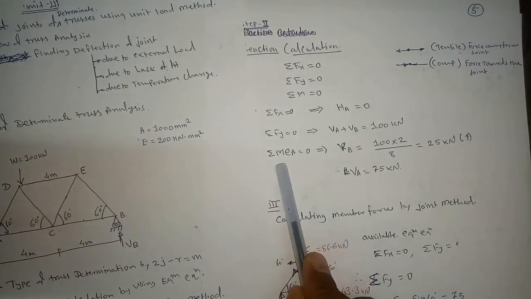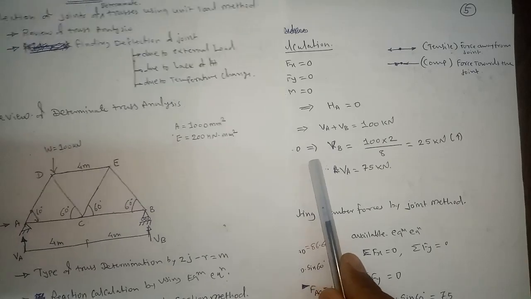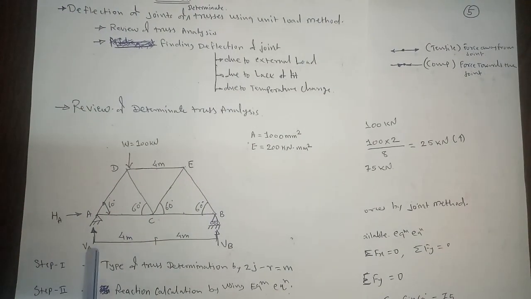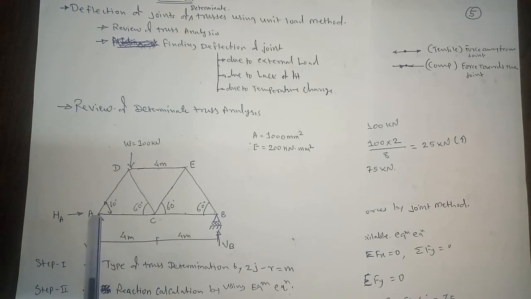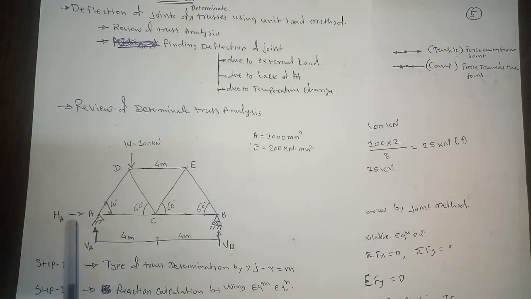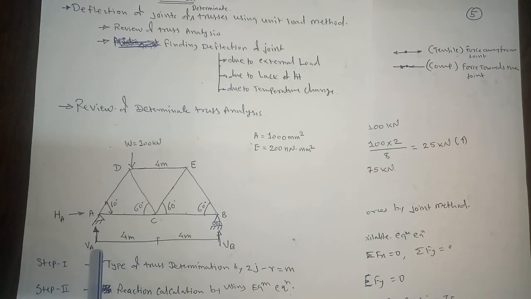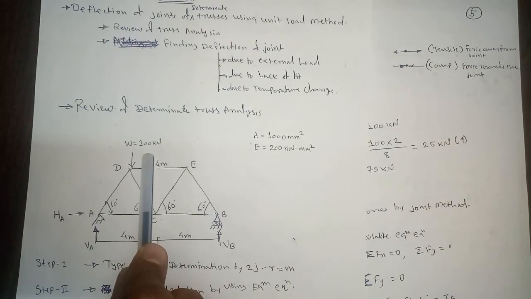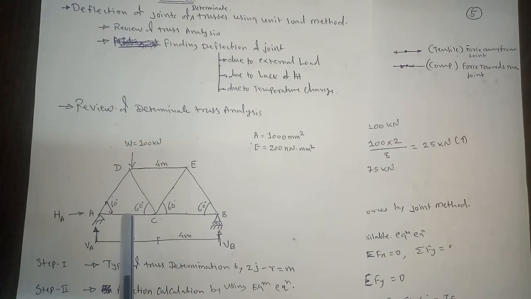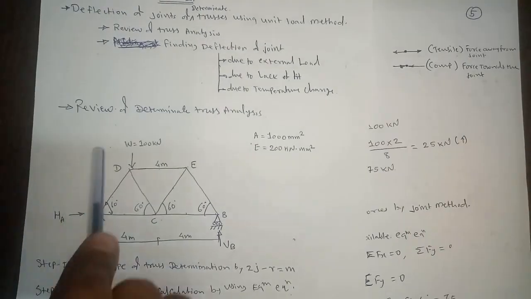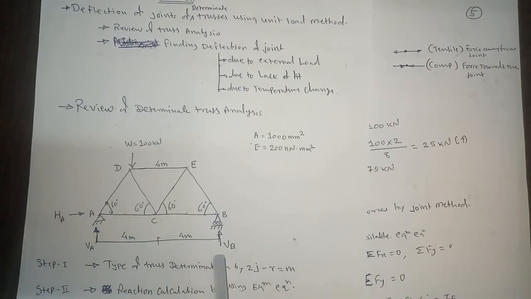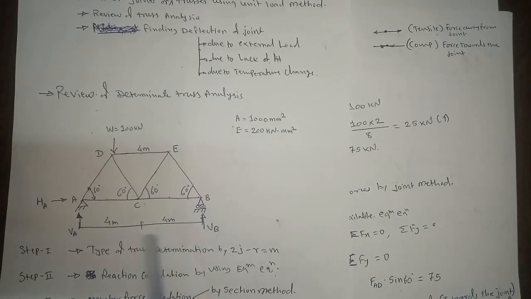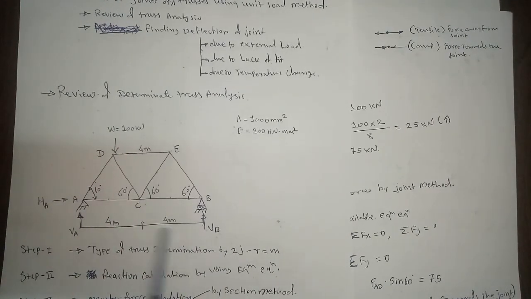Then finally we'll take moment about point A and equate it to 0. If you take moment about point A, there won't be moment due to these 2 reactions, since the lines of action of these 2 forces pass through point A itself. Now the next force is this 100 kilonewton. It is passing through the midpoint, so 100 into 2, and it will cause a clockwise moment, right? And then the moment due to this VB force, this distance is 8 meters, VB multiplied by 8, and it will cause an anti-clockwise moment.